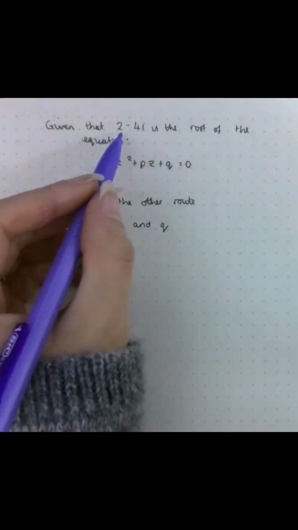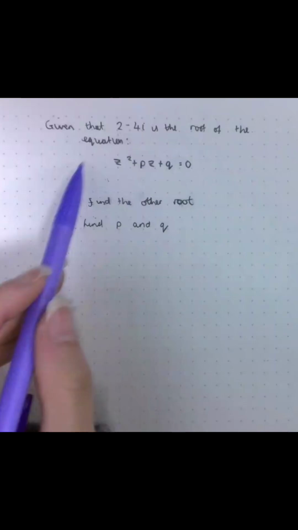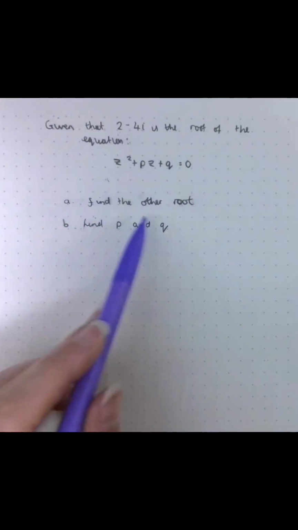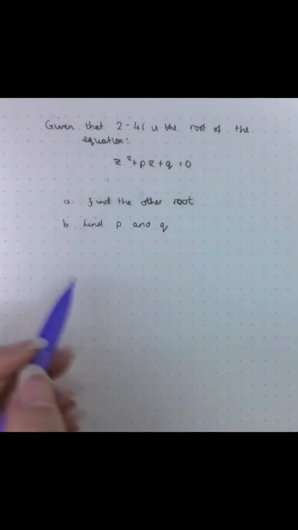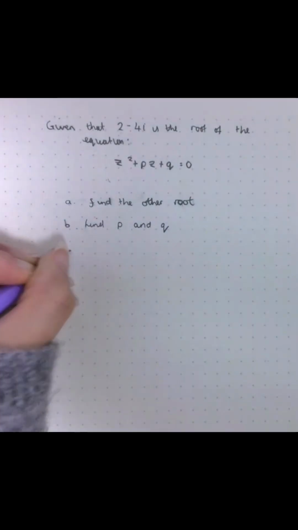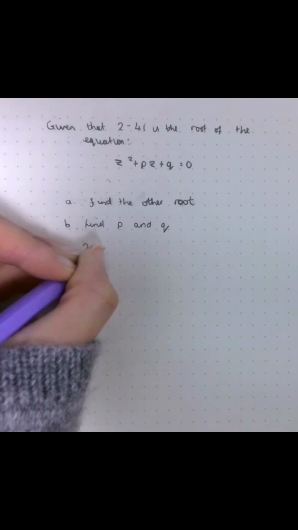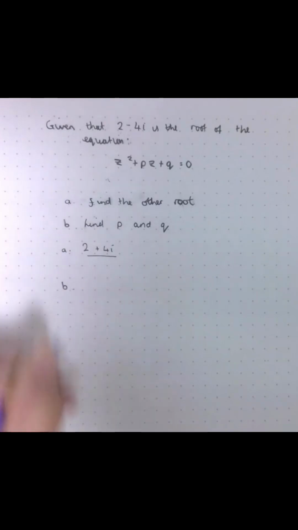That 2 minus 4i is the root of this equation here. Find the other root and find p and q. So it's a quadratic, and we know one of the roots is complex, so the other root is simply going to be its complex conjugate, so it will be 2 plus 4i. And then find p and q.